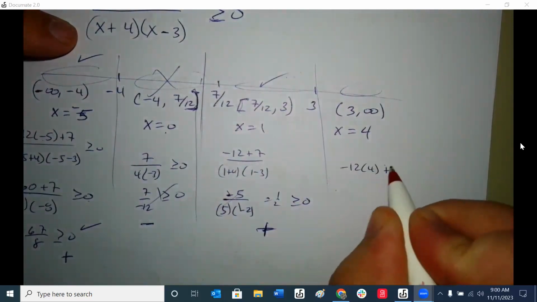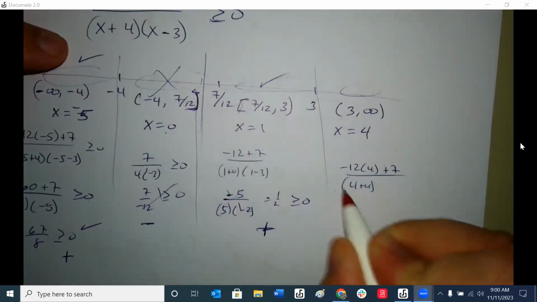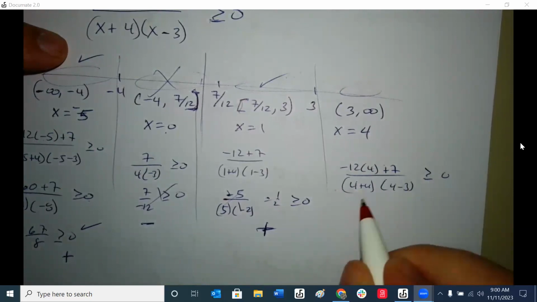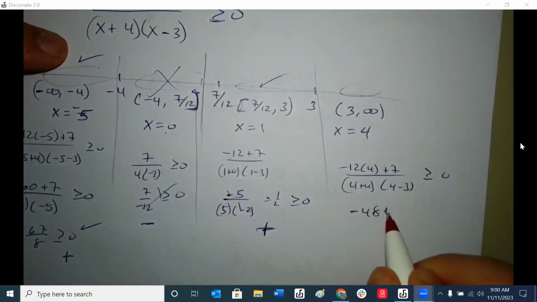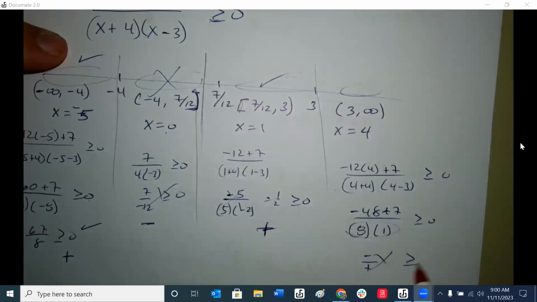-12 times 4 plus 7, over 4 plus 4, 4 minus 3. Is that positive? -48 plus 7. 8 times 1. Nope, the bottom is positive, the top is negative. So it's not going to be greater than 0. So I can't use this one.